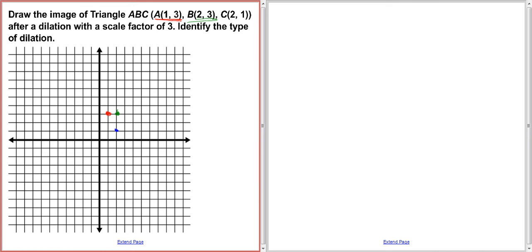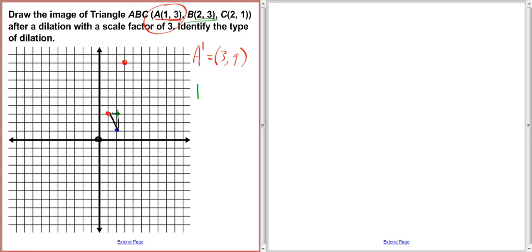And we now want to take that figure and dilate it about the origin. So here is the center of dilation. And we want to dilate that by a scale factor of 3. So if we take this point here and multiply by 3, the new A, A prime, is going to equal 3, 9. So I'll go to 3, 9, and I'll be here.